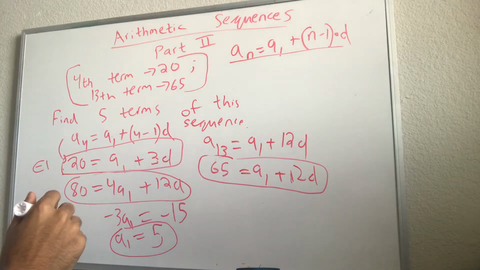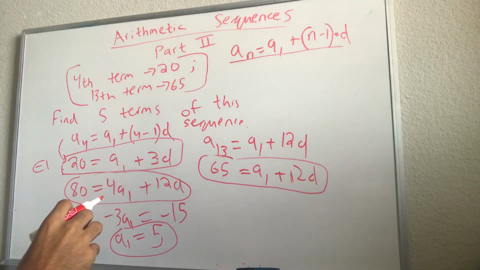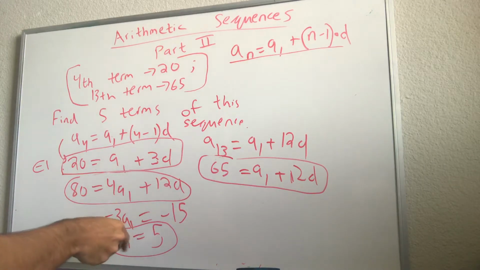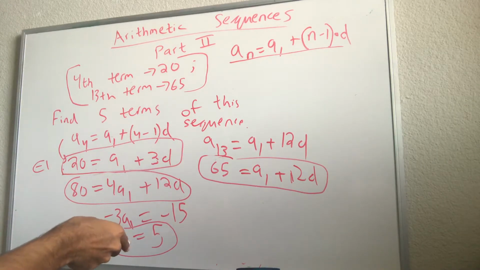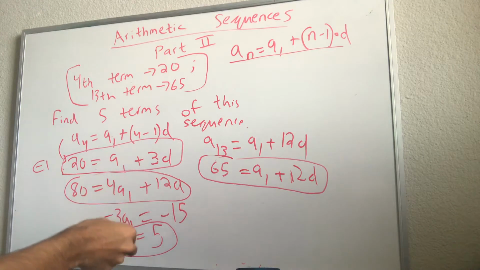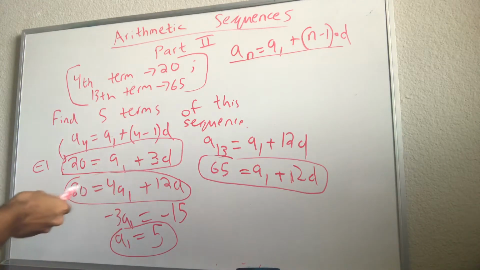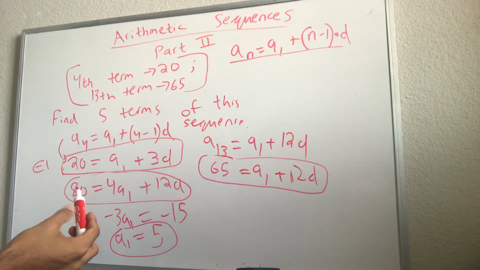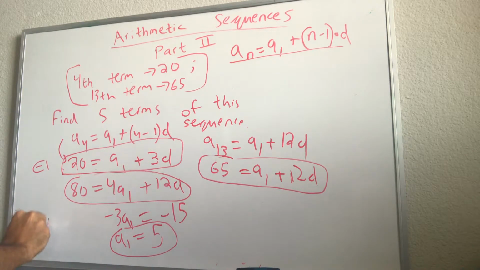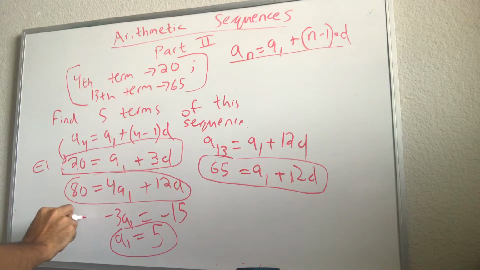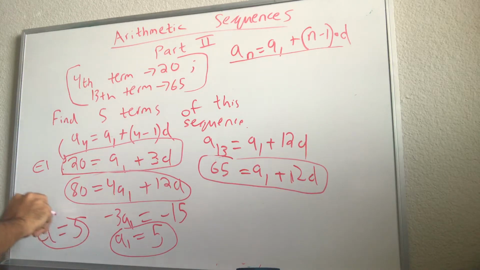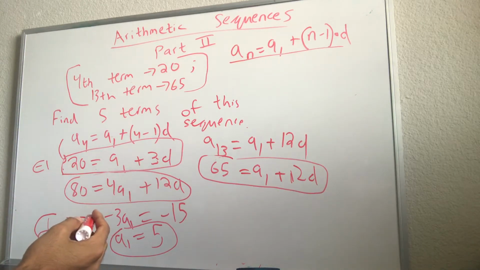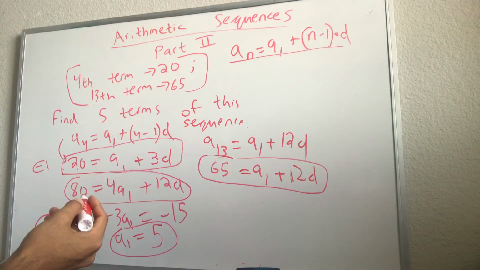So when you're looking at your common difference, obviously if you know your value of your first term here, you can plug this back in. So you have 5 times 4, 20, 80 minus 20, 60, 60 divided by 12 is 5. Therefore your common difference, or d, is also 5 in this case. Now you know your d and your first term, and really now you can define that equation.